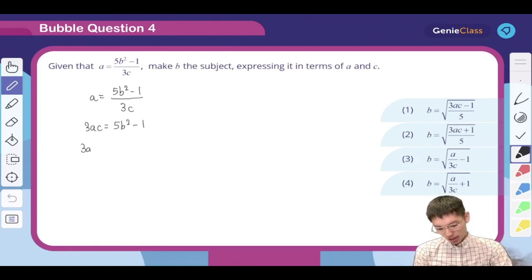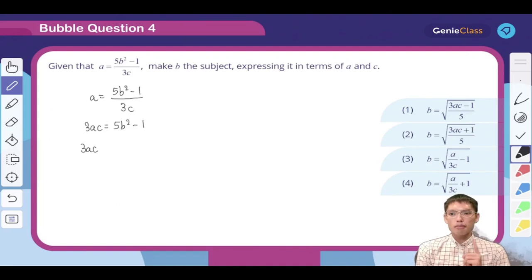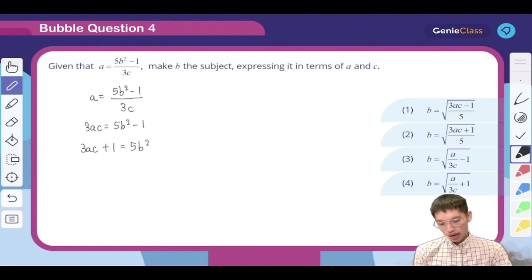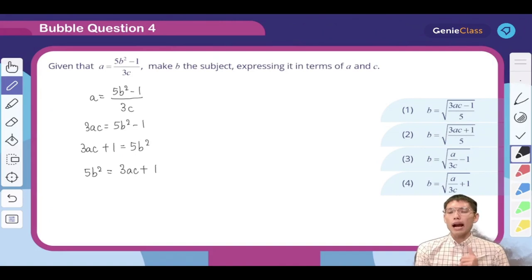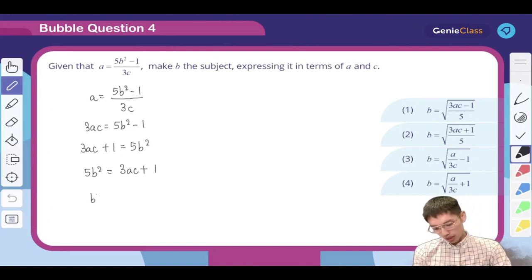I can make 3ac. That is where some of you make the mistake. Minus 1 bring over, it should be a plus 1. Some of you write minus 1. It should be this case over here. Now that's where I switch it accordingly. I have b sort of almost becoming my subject already. All I have to do, I want b, not b squared. So b squared is actually 3ac plus 1.